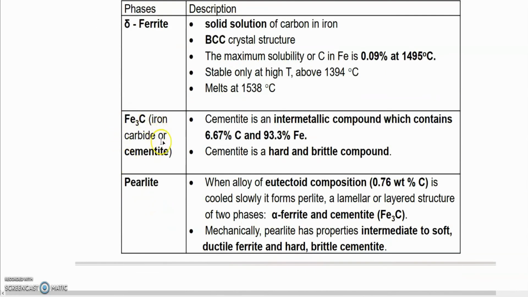Iron carbide or cementite. Dia punya simbol dia Fe3C. Okay, cementite is an intermetallic compound which contains 6.67% carbon, and ferrum, balance to ferrum lah 93.3 weight %. So total dia mesti 100. Cementite is a hard and brittle compound. Kalau tengok dia peratus karbon ni sikit je sebenarnya, nampak sikit kan, tapi dah cukup untuk menjadikan ferrum tu ataupun cementite kuat. Okay, hard and kuat tapi rapuh lah.